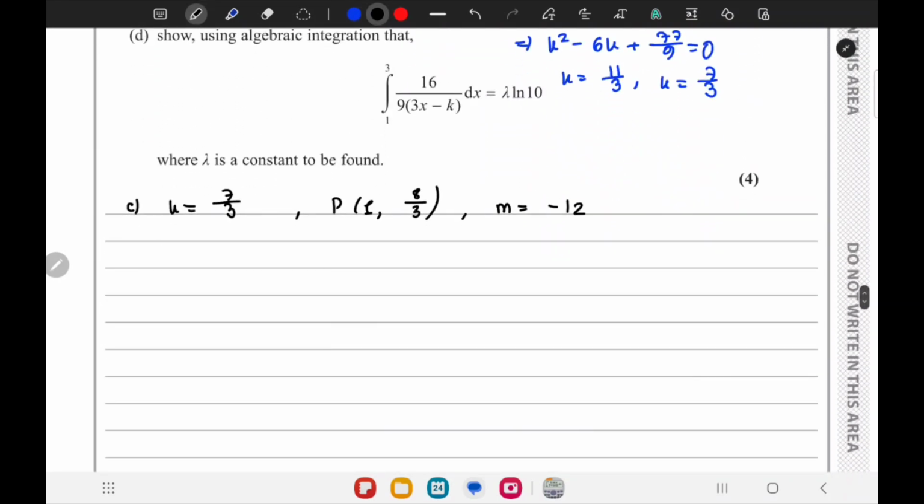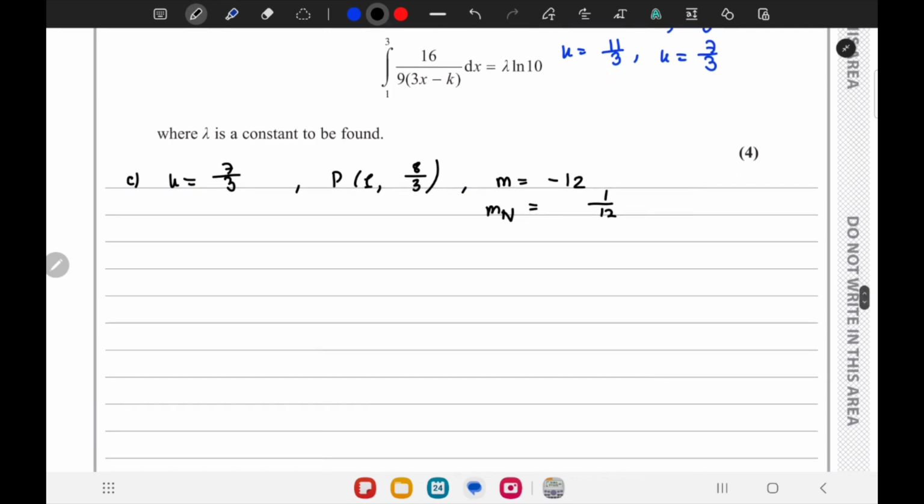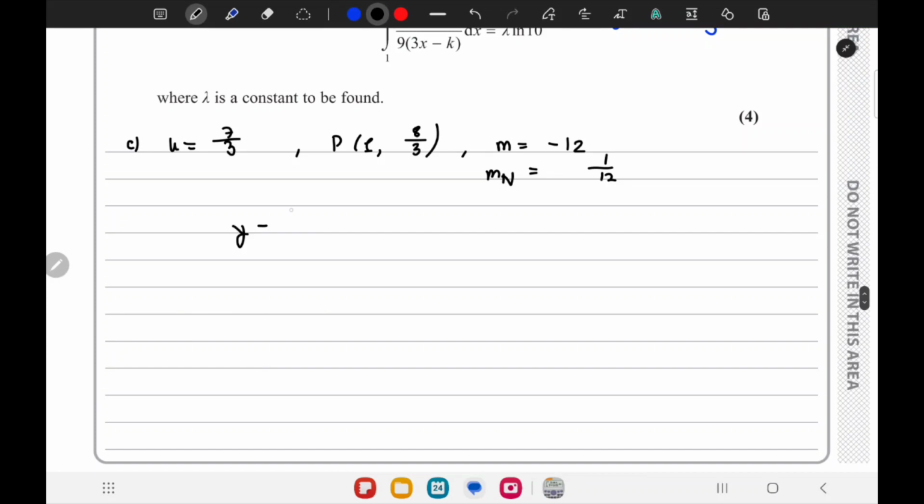So this is the gradient of the tangent. So the gradient of the normal will be minus 1 by minus 12, so this will be positive 1 by 12. So the equation of the line will be y minus y1, which is 8 by 3. This is x1, this is y1. So y minus 8 by 3 equals 1 by 12 times x minus x1, so x minus 1.